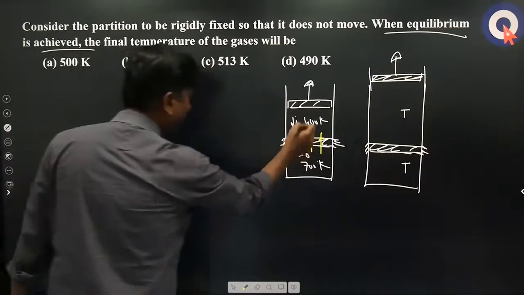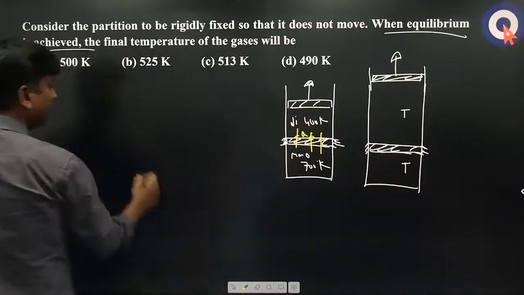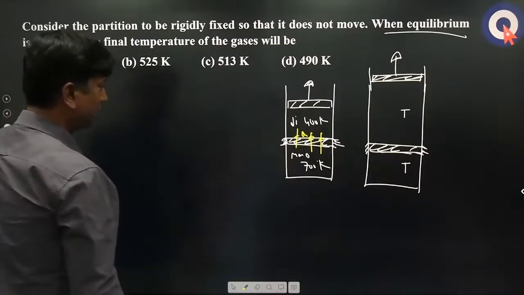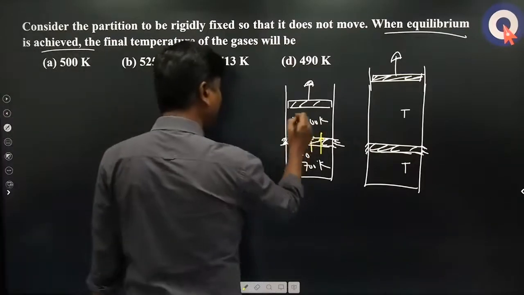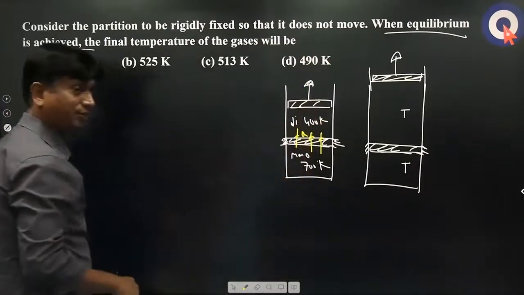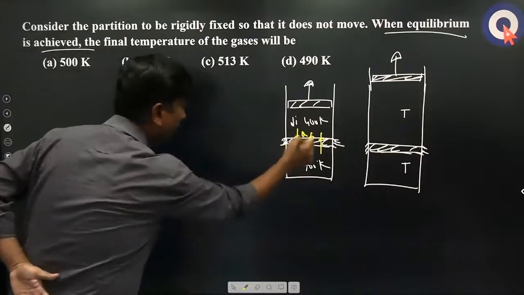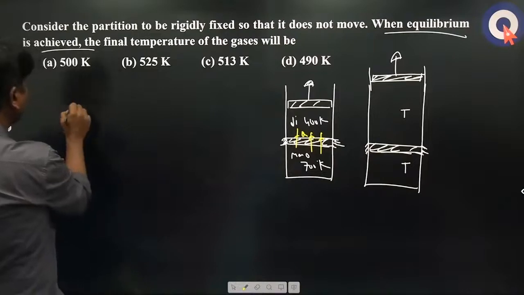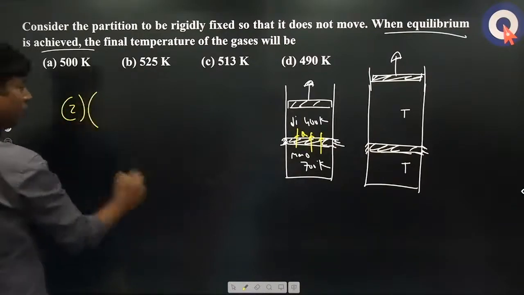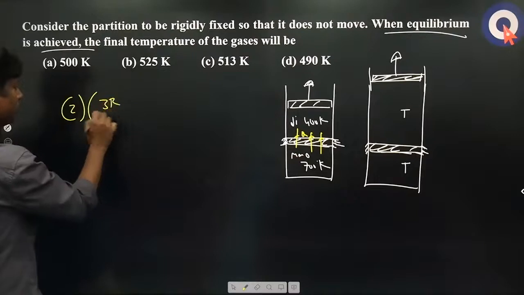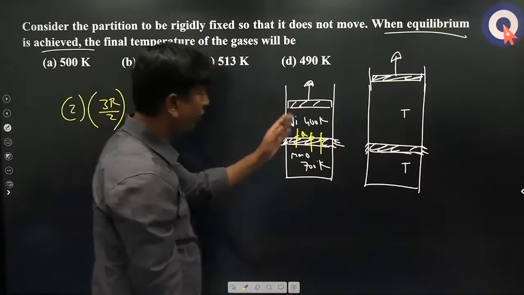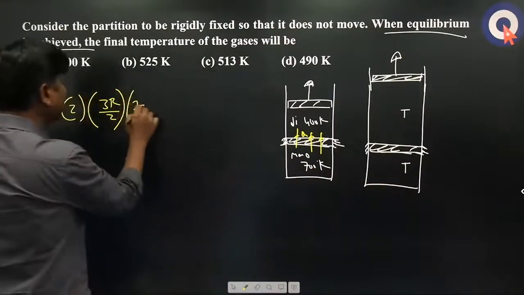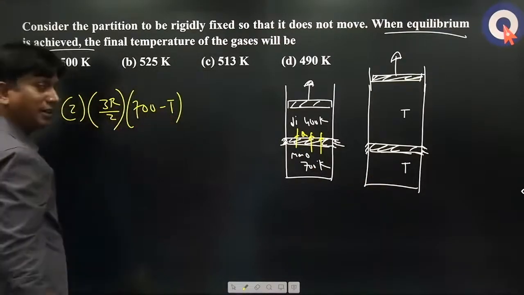So the heat given by the lower compartment is the heat taken by the upper compartment. Because of that, of course, its internal energy will change and it will do the work. That's a different issue. But first of all, heat given by the lower compartment at constant volume. So n = 2 moles, monatomic gas, Cv value 3R/2, and since it is giving out the heat, its temperature is decreasing from 700 to T. So (700 minus T), n Cv delta T.